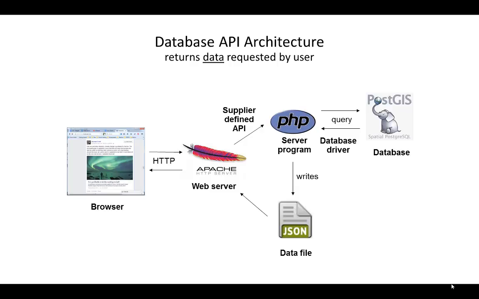Then the PHP program will write some kind of response. So in this case, it's going to write a JSON file, and the JSON file gets returned through the web server to the browser. So we're doing this bit here, or this bit here. It's what we're concentrating on today.